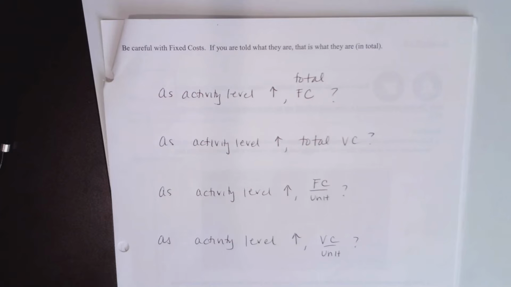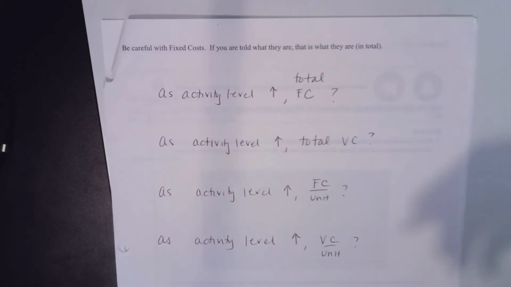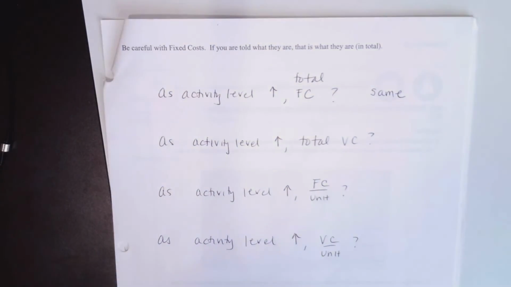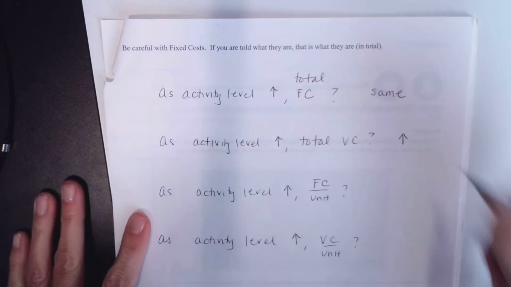Okay, so let's think about these. As the activity level increases, what happens to your total fixed costs? Do they go up, go down, stay the same? Good. What about as your activity level increases, what happens to total variable cost? It goes up, right? Good.